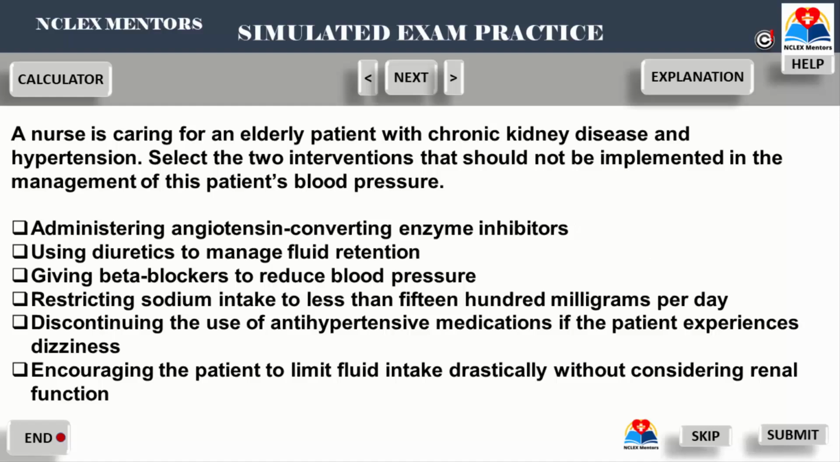A nurse is caring for an elderly patient with chronic kidney disease and hypertension. Select the 2 interventions that should not be implemented in the management of this patient's blood pressure. Options: administering angiotensin-converting enzyme inhibitors, using diuretics to manage fluid retention, giving beta blockers to reduce blood pressure, restricting sodium intake to less than 1,500 milligrams per day, discontinuing antihypertensive medications if the patient experiences dizziness, encouraging the patient to limit fluid intake drastically without considering renal function.